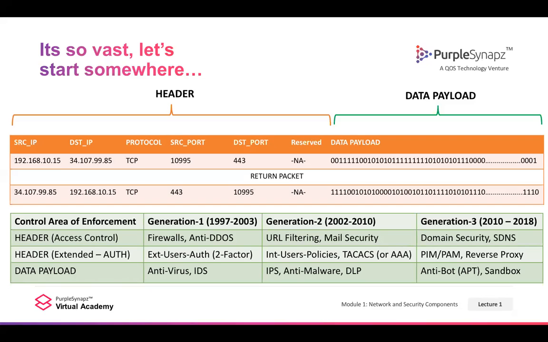In generation 3, we have gone further. TACACS is no more sufficient. People were asking for more agile methods of recording data and administrative access, which is more granular. So that's why PIM and PAM, which is a very popular solution today, has come to the market in this era.